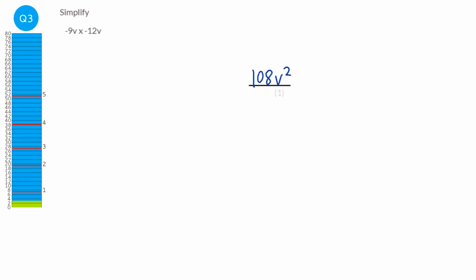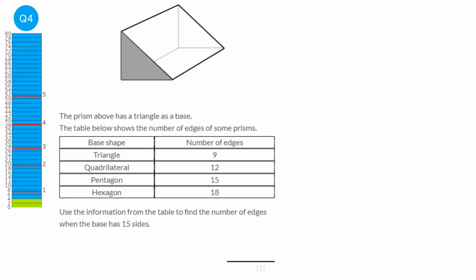So if we just add the amount of sides each of these shapes has, a triangle has 3 sides, quadrilateral 4, pentagon 5, hexagon 6, and notice what's happening with the number of edges. They're multiplied by 3. Each time they're multiplied by 3. So all we need to do is get the 15, multiply it by 3, which will be 45. So there will be 45 edges.